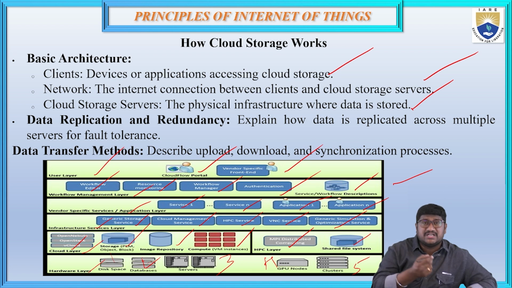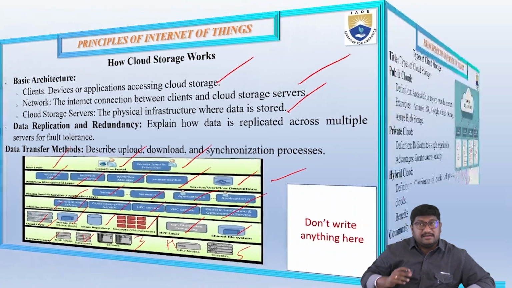will be present in infrastructure. And coming to the next layer, which is a combination of two different things, high performance as well as cloud storage related: image repository, virtual machine instances, and shared file systems. The last one is the hardware layer, where we are maintaining disk spaces, databases, servers, GPU nodes, clusters, etc. All these come under hardware layers. These are the different kinds of layers and how cloud storage is going to function.